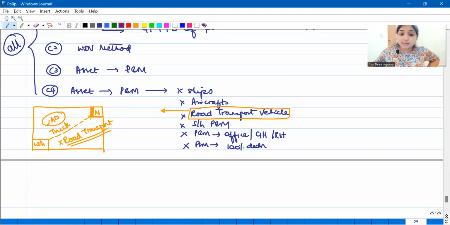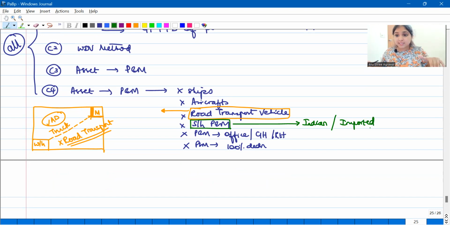Then listen, let us talk about second-hand plant and machinery. When you talk about second-hand plant and machinery, it doesn't matter. It may be Indian second-hand plant and machinery, or imported second-hand plant and machinery. Indian second-hand means I am also living in India, you are also living in India. I was using some plant and machinery, I used it for some time, then I sold it to you. Now you are using it. Both of us used it in India. Doesn't matter, it is second-hand.